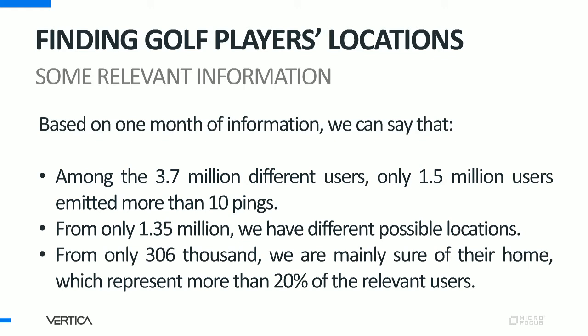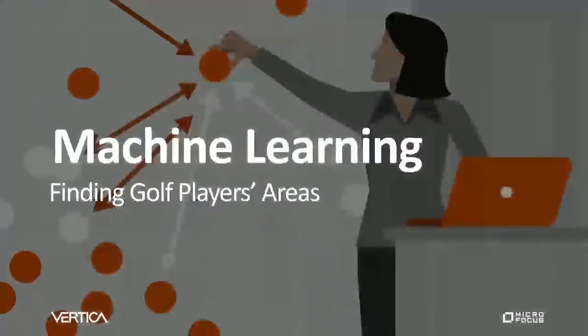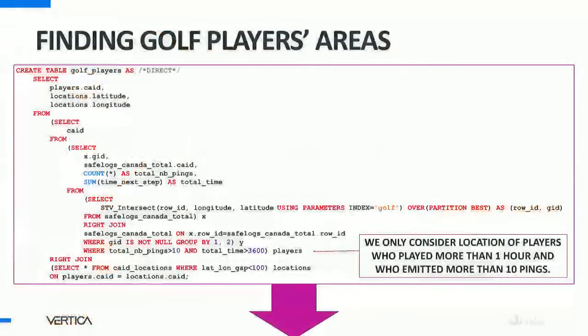And now you will perhaps be impressed, because I will use machine learning right now. Now that we have all the information we need, let's find golf players' areas using machine learning. We can combine the different queries and only consider users who played more than 1 hour and who emitted more than 10 pings around the golf courses. We can call them golf players, okay?